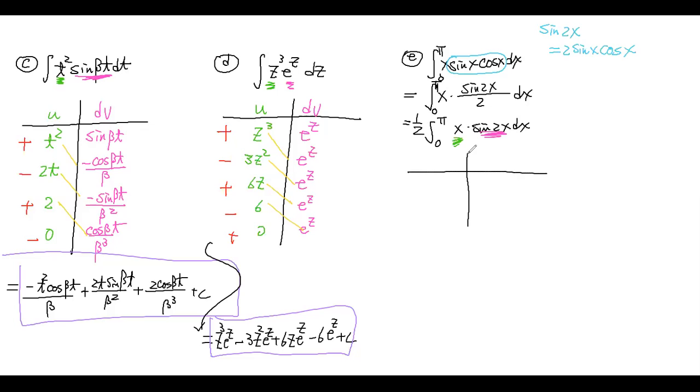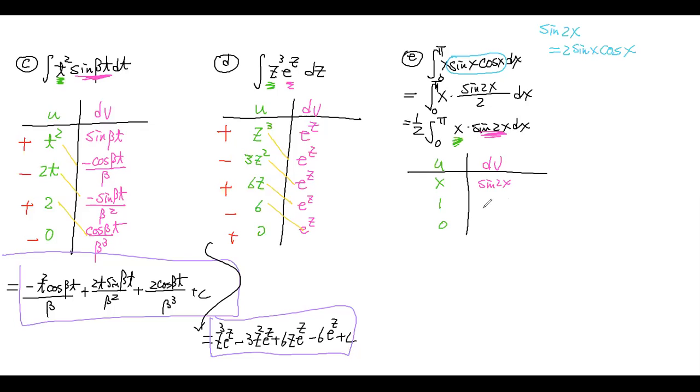So I can put a u here, and I put a dv here, right? So u will be x. And what is the dv? This is sine 2x. Okay, u's derivative is 1 and then 0. Now let's do integration one more time.